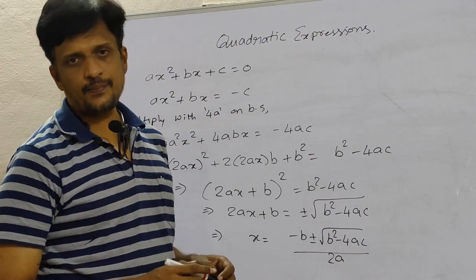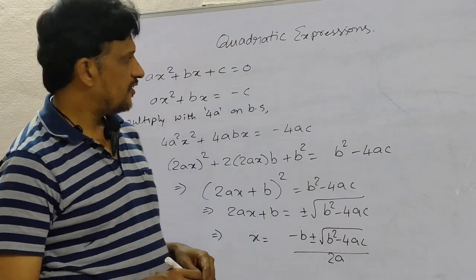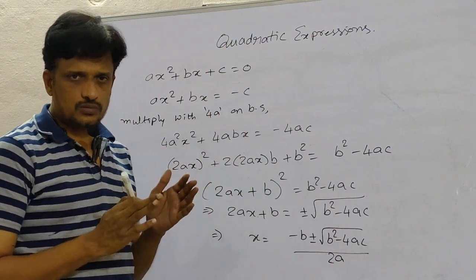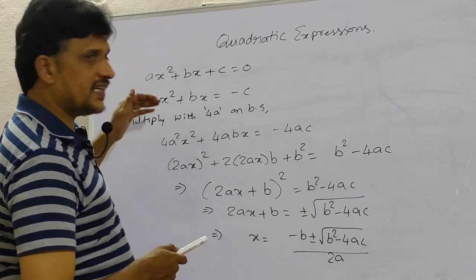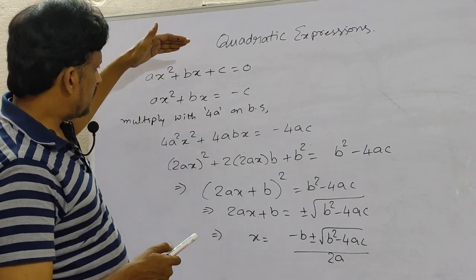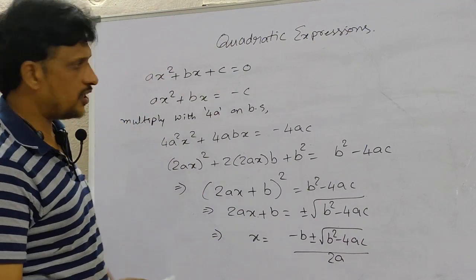Actually there is another simple method, that is factorization, but which is not always possible. So that is why the roots we'll discuss while solving the problems. That is okay here. The given quadratic equation is ax square plus bx plus c equal to 0.